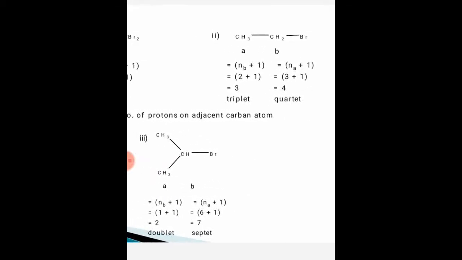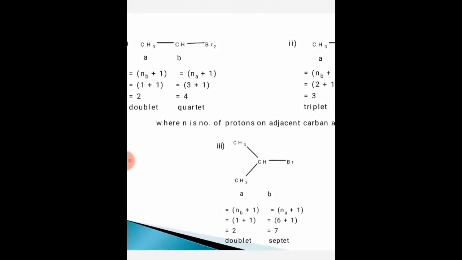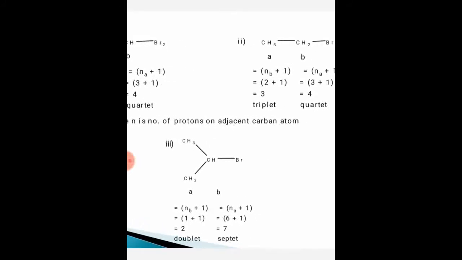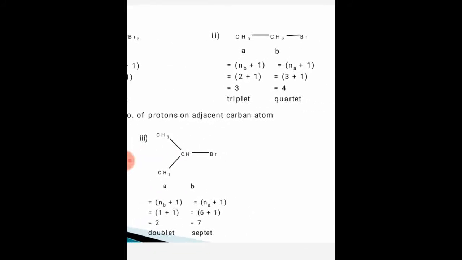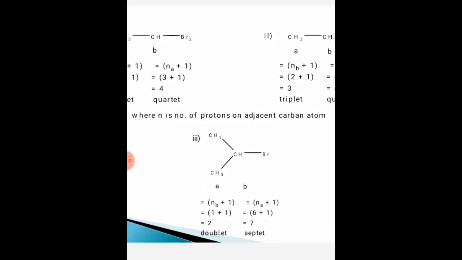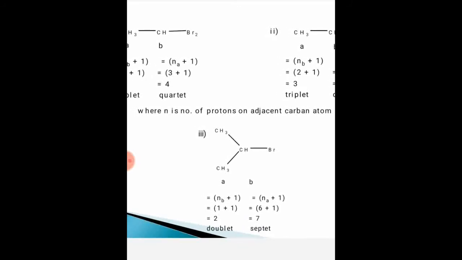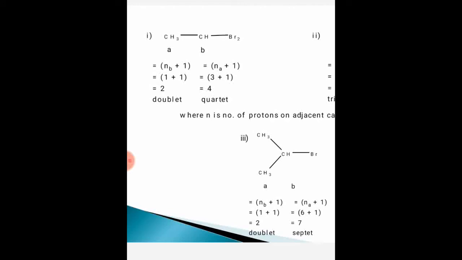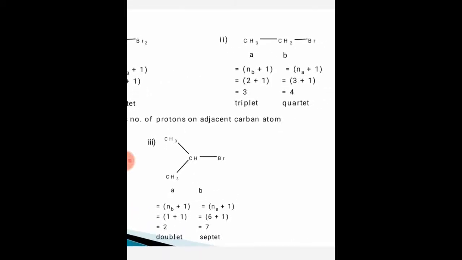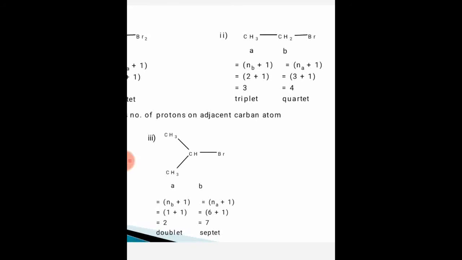While in 1-bromoethane, the number of lines for the HA set of protons equals Nb plus 1. Now see here, there is only 1 proton in the Nb set in the first, and here there are 2 protons in the Nb set. So 2 plus 1, we get a triplet for CH3, and the HB set of protons gives a quartet as in the first example. In this way we can differentiate both compounds with the help of spin splitting. For 1,1-dibromoethane we get a doublet and quartet for A and B, and for 1-bromoethane we get a triplet and quartet for A and B.